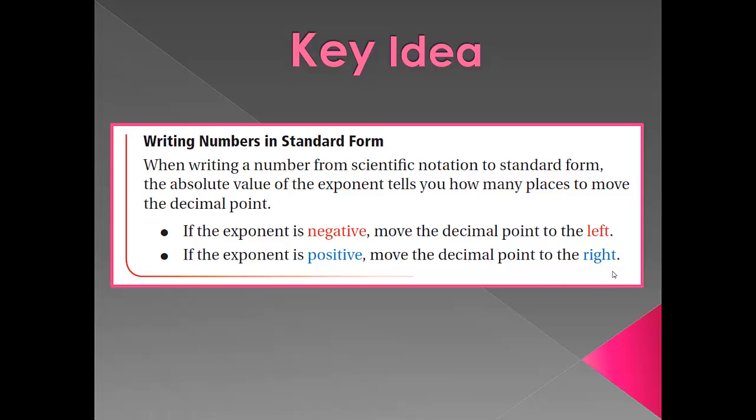Now we're going to look at another key idea. This one is for writing numbers in standard form. When writing a number from scientific notation to standard form, the absolute value of the exponent tells you how many places to move the decimal point. If the exponent is negative, you're going to move the decimal point to the left. If the exponent is positive, you're going to move the decimal point to the right.